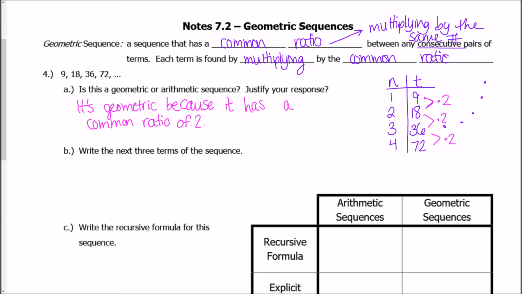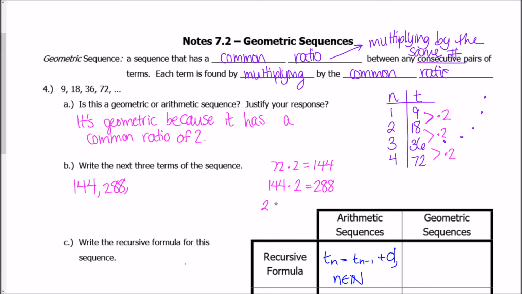Then it asks us to write the next 3 terms of the sequence. So if we have 72, to get to the next term, I'm just going to multiply that by 2, and I get 144. So that's the next term. Then I'm going to take 144 and multiply that by 2, and I end up getting 288. And then to find the last term, I'm going to take 288, multiply that by 2, and I get 576. So those are the next 3 terms of the sequence.